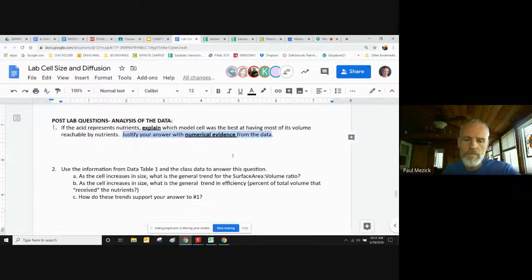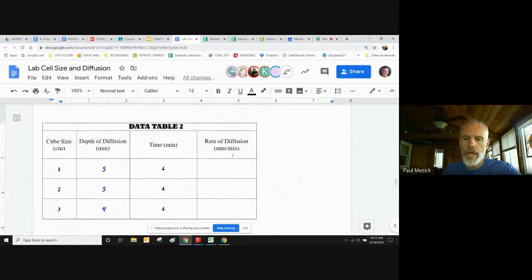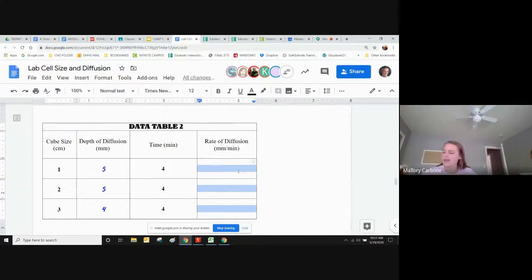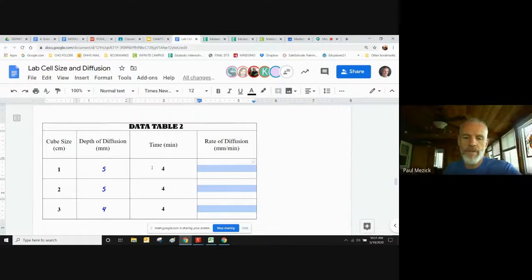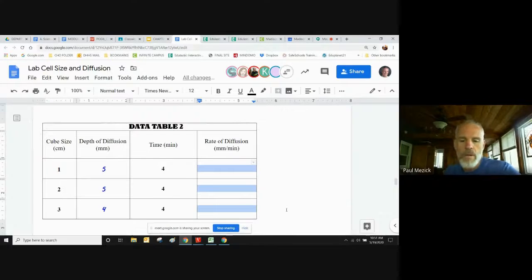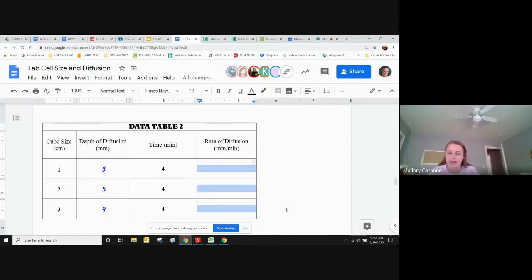Okay. So you're okay then for today. I guess you still have these rate problems here to do, right? Yeah, but I think I got it. Yeah, it's 5 divided by 4, 5 divided by 4, and then 4 divided by 4. So the rate here is 1 millimeter per minute. I'll get decimals for them, right? Yes, you will.